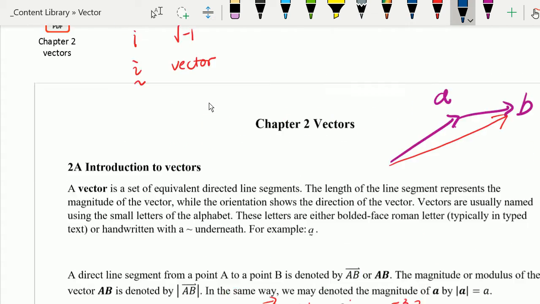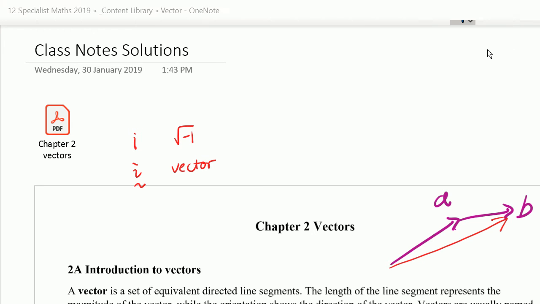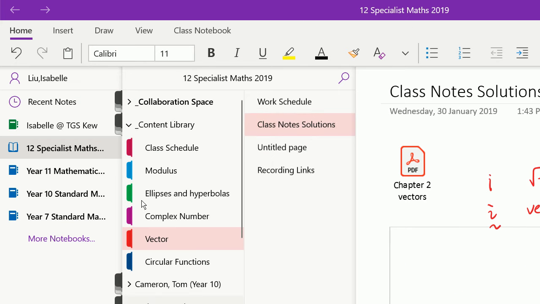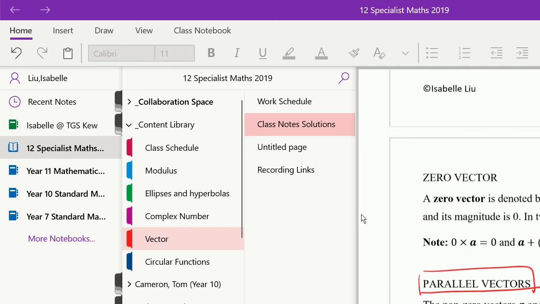Wait, it just disappeared. Just wait a second.